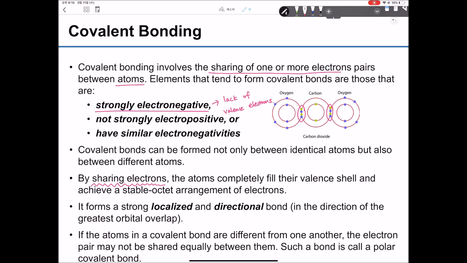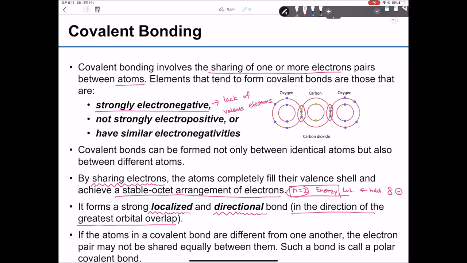So what does it mean by octet? In the second energy level, they can hold 8 electrons. And when it has all 8 electrons, we say there is a stable octet arrangement of electrons, right? So from this, we can get a hint that covalent bonding happens generally for atoms with at least one atom with the second energy level. It forms a strong localized and directional bond, in the direction of the greatest orbital overlap.